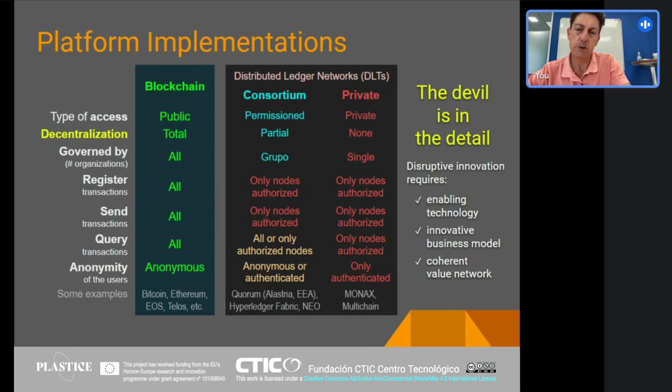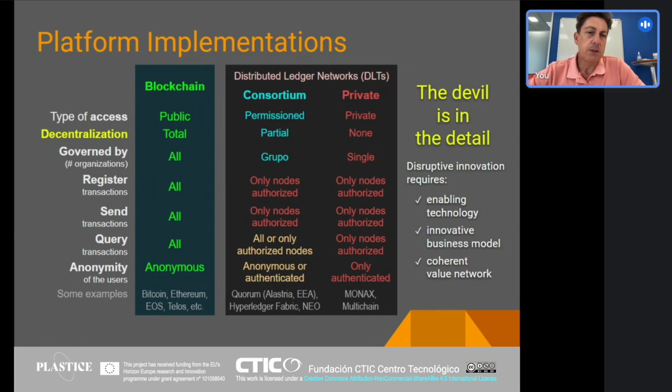And I more or less mapped the names of the platforms at the end, some examples where you can see. Pure blockchain is Bitcoin, Ethereum, EOS, Telos. Distributed ledgers in consortium models are Quorum and Hyperledger Fabric, for instance, and private are Nomax, Multichain, some of these. And like English people say, the devil is in the detail. In our opinion, at CTIC, Centro Tecnológico, we push for public networks, for the blockchain in reality, because we think that disruptive innovation comes with blockchain, not with DLTs. But it's something that we can discuss at the end of this workshop.